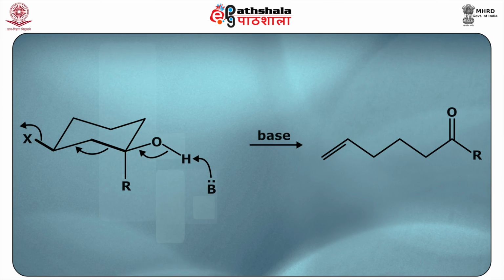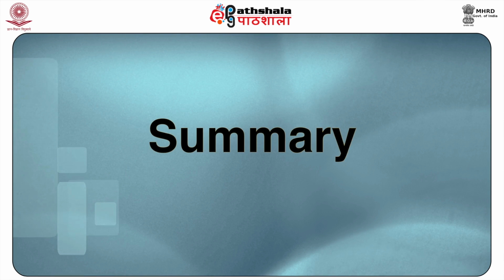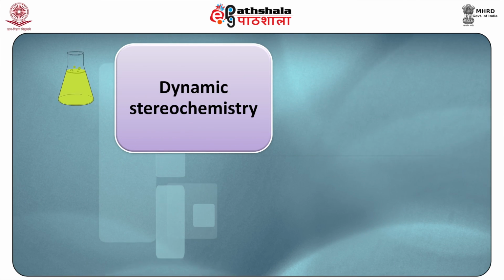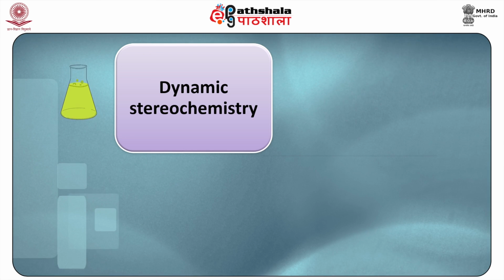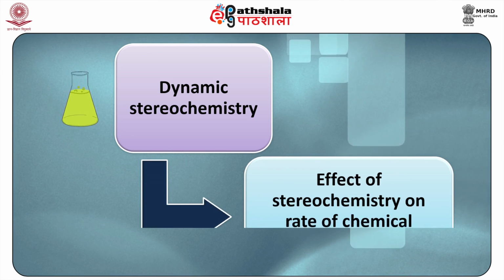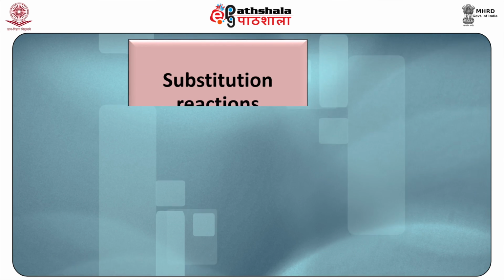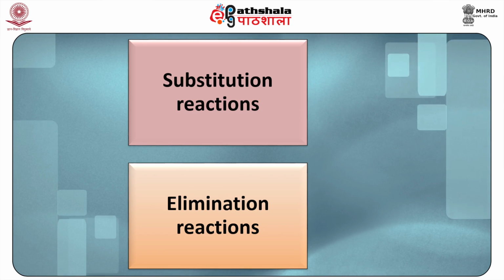So, let us summarize what we have learned in this module. First of all, the dynamic stereochemistry, we have understood what this term actually means. This dynamic stereochemistry deals with the studies of effect of stereochemistry on the rate of chemical reactions. The dynamic stereochemistry is based on stereoselective reactions and stereospecific reactions. The reactions are explained by taking the examples of substitution as well as elimination reactions.